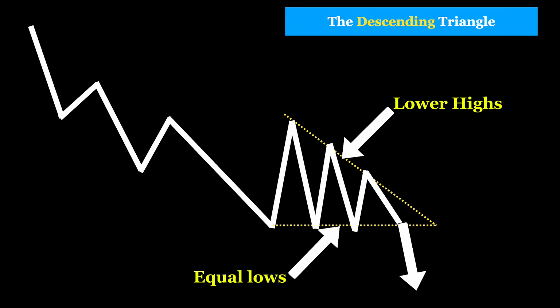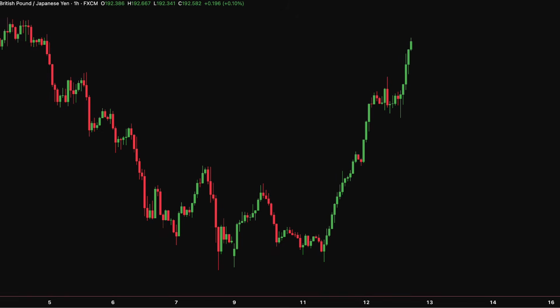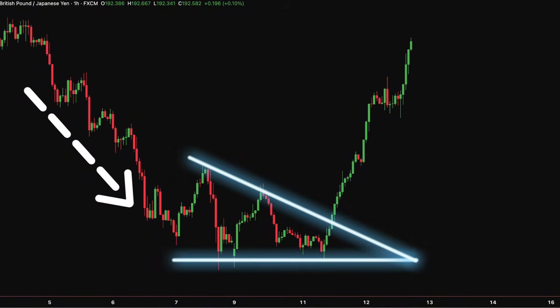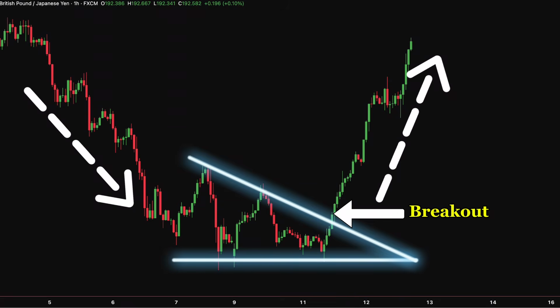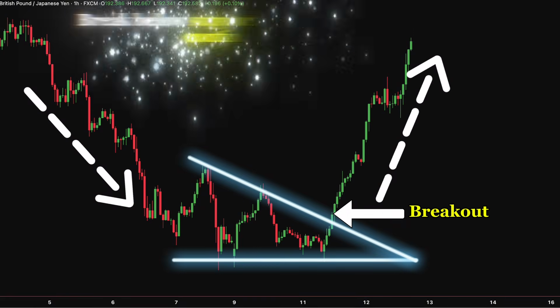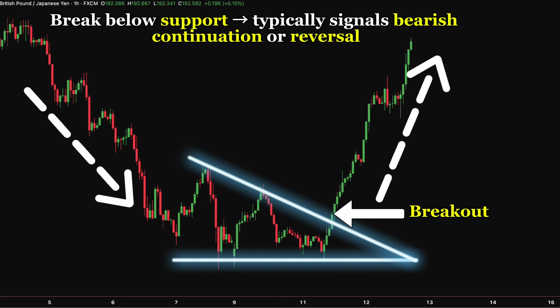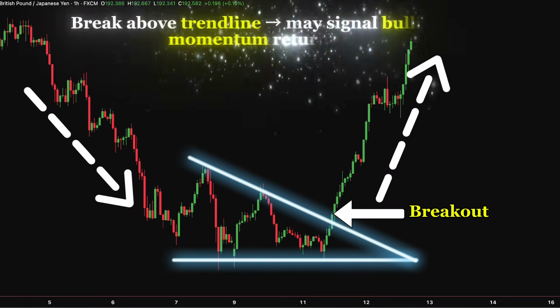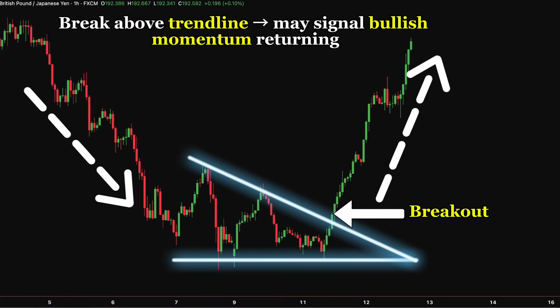Of course, there's still the possibility that price breaks above the descending trend line, in which case it may signal a reversal to the upside, but this is less common in strong bearish trends. Here's what it looks like on the chart. Price is in a clear downtrend, forms the descending triangle, and eventually breaks above resistance, confirming a bullish reversal. So whether you're seeing this pattern in an uptrend or downtrend, remember this: break below support typically signals bearish continuation or reversal. Break above trend line may signal bullish momentum returning.